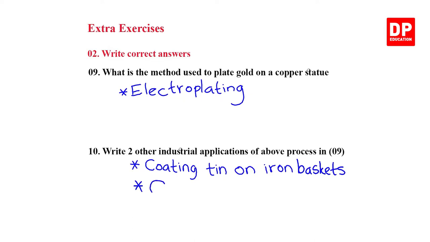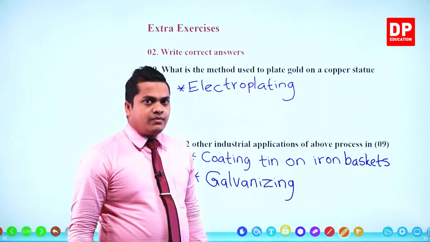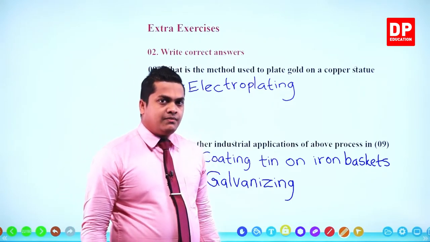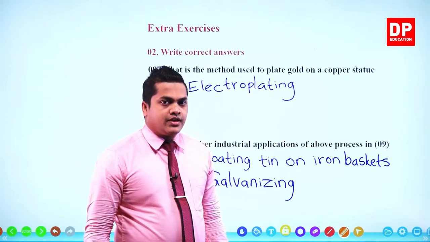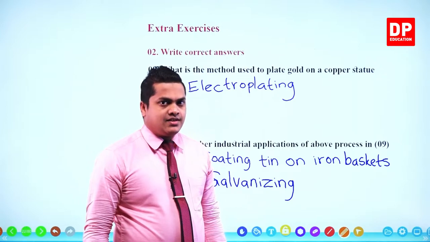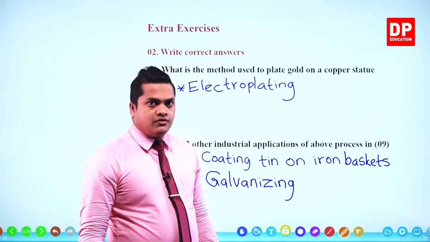In galvanizing also, you know that we use the process called electroplating. Here in galvanizing we plate zinc on a certain iron surface, right, in order to avoid the rusting process. So these are the two answers for the question.